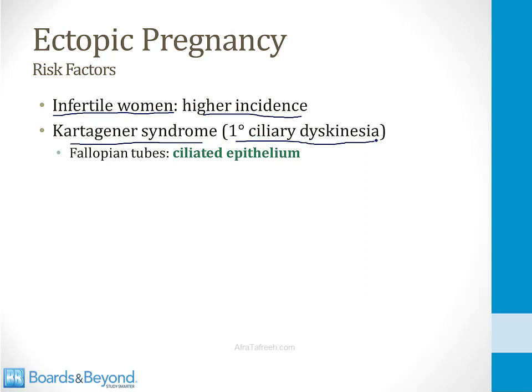In this disorder, women have a problem with cilia. This often leads to lung problems because they cannot clear mucus, but it also leads to fallopian tube problems because the fallopian tubes contain ciliated epithelium. Therefore, these women have difficulty moving a fertilized egg down the fallopian tubes, and they're at higher risk for ectopic pregnancies.